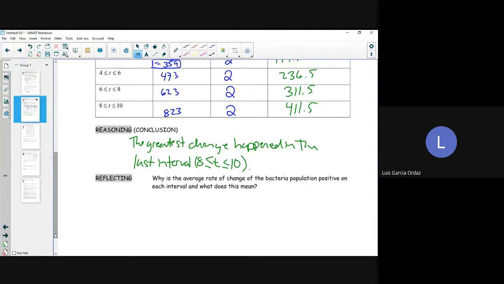And now we want to reflect on this whole problem. Why is the average rate of change of the bacterial population positive on each interval, and what does this mean? The average rate of change of the bacteria is positive because the rate of change gives us a positive number, which means that the bacterial population is increasing over time.